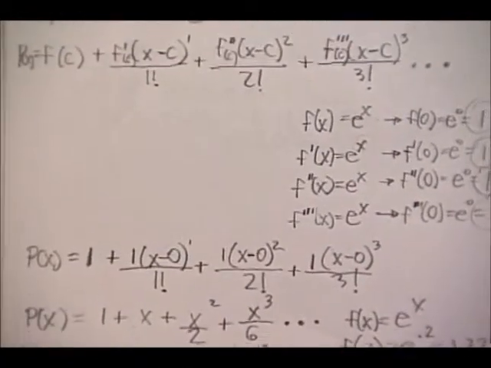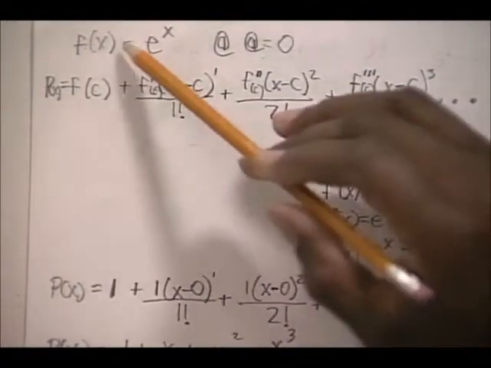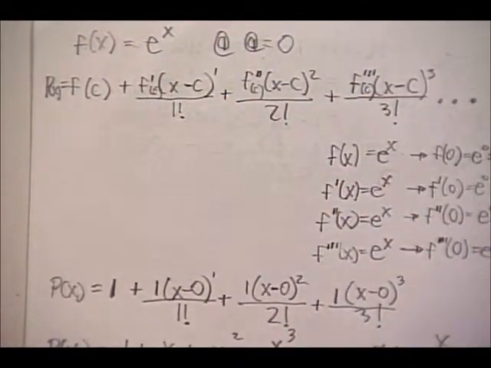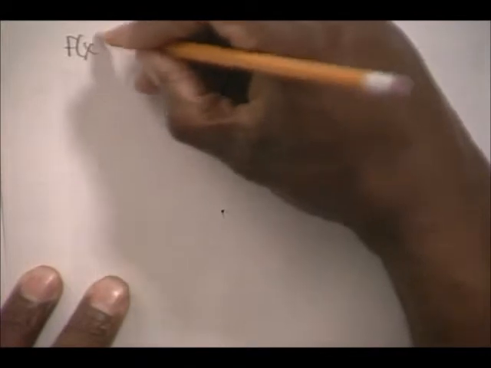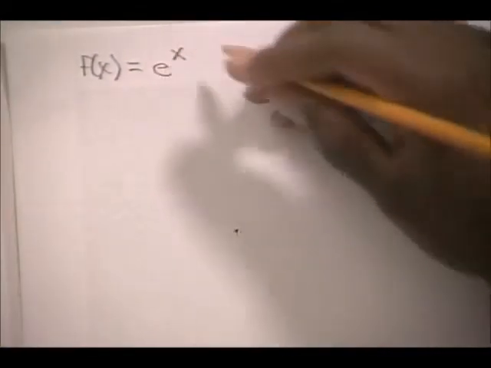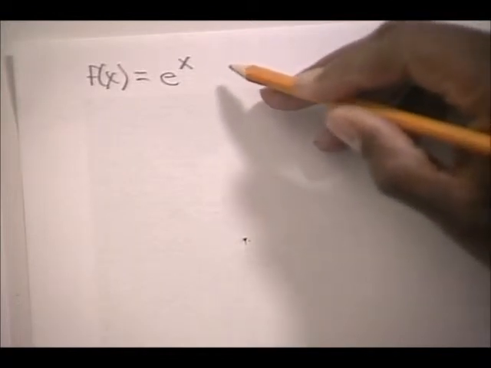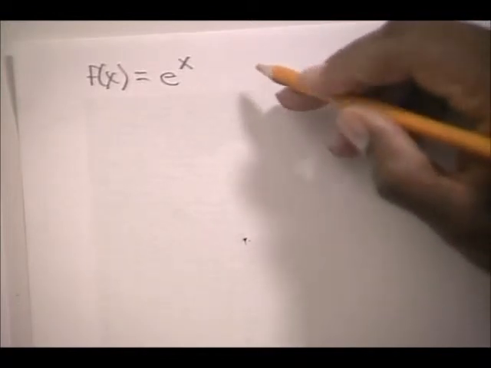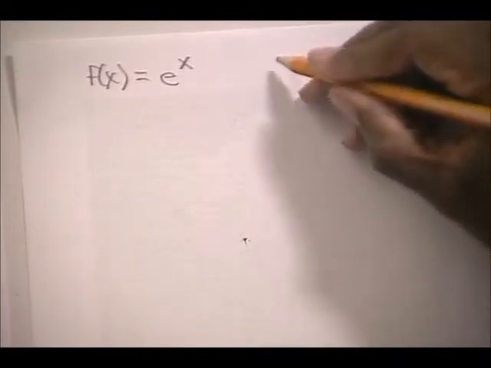All right, so let's say there's a problem. You have f of x is e to the x. Let's see if we can get a blank sheet of paper. So we've got f of x is e to the x. All right, so that's your very, very common function.